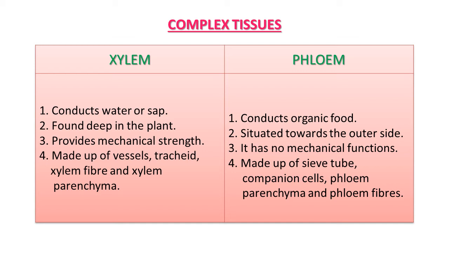Xylem is made up of components known as vessel, tracheid, xylem fiber and xylem parenchyma. Phloem is also made up of four types of components, and these are sieve tube, companion cells, phloem parenchyma and phloem fibers. So this way there are some points of difference between xylem and phloem in plants, and both are conducting tissue as well as types of complex tissues in plants.